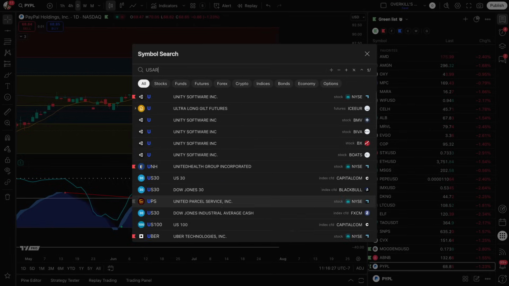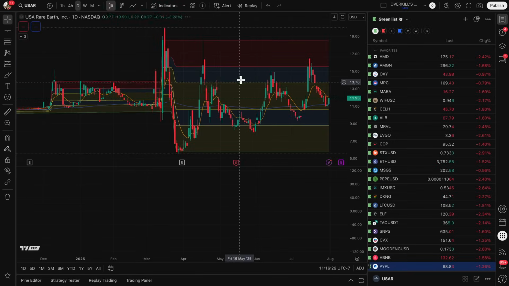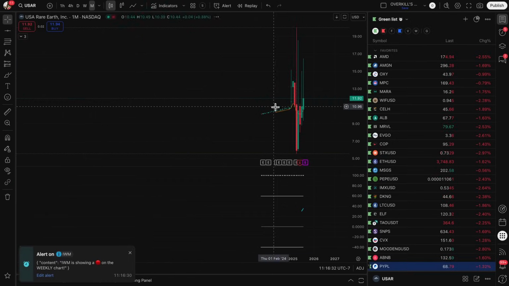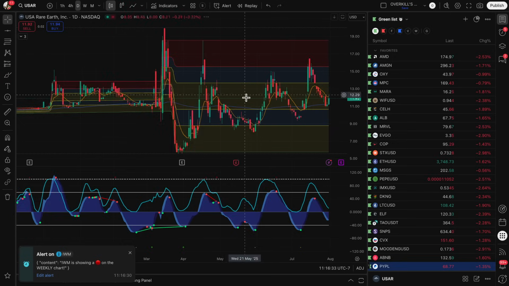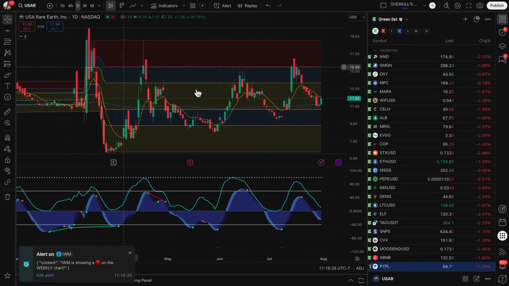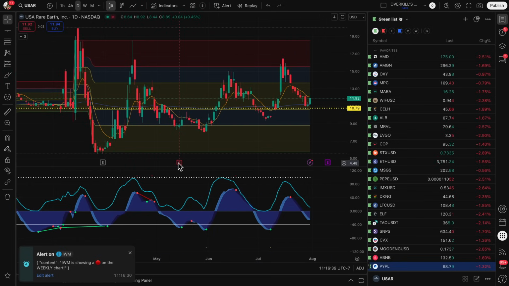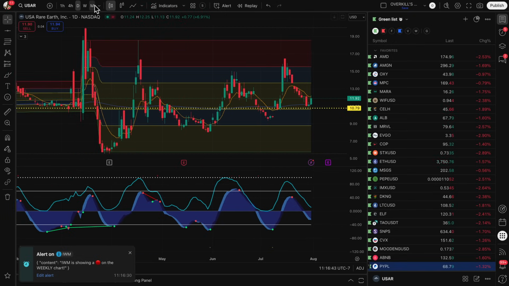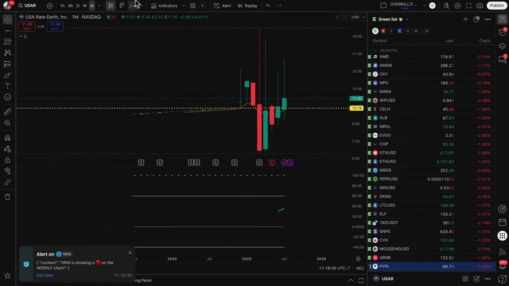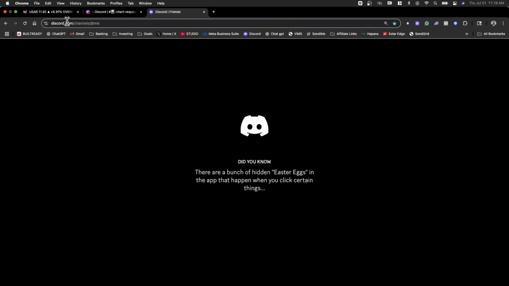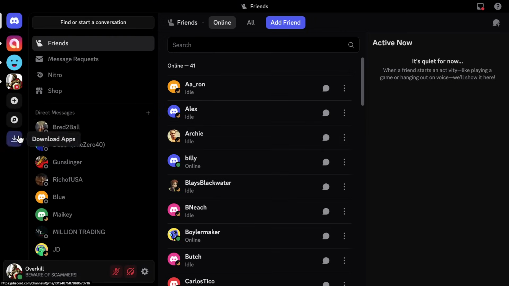We got USAR, USA Rare Earth. This one looks like a good one to trade for sure. Looks like it's bouncing off of 11. Nice bounce off of 11 there. That green dot's the one you want to pay attention to. USA Rare Earth Incorporated. I don't know what this is. Let's go ahead and look this one up. This actually looks pretty interesting too. What is it? USAR? What do they do?